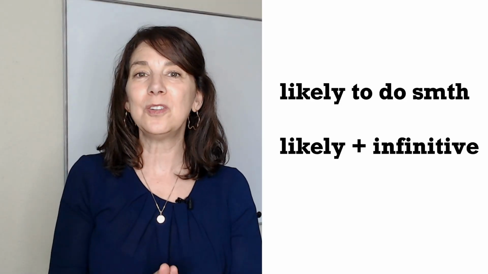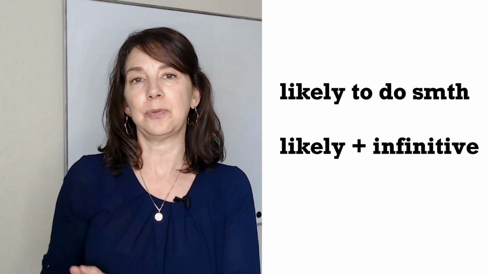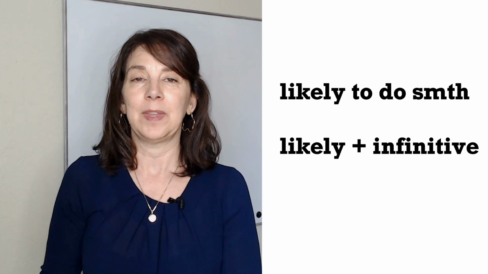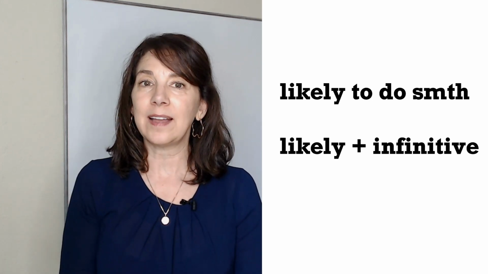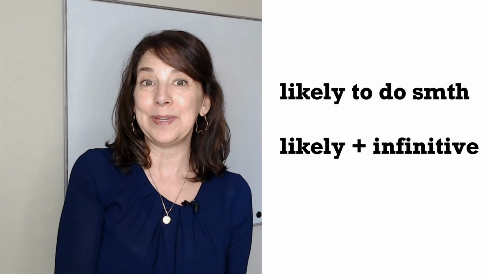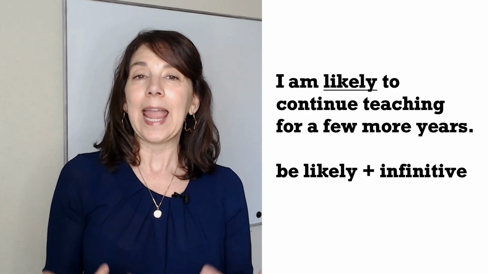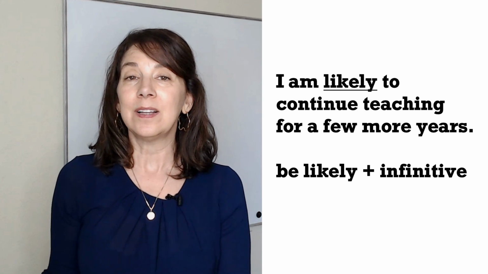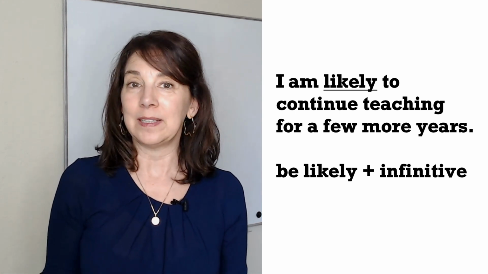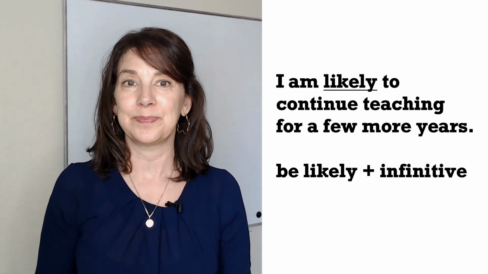First of all, when we use likely, we usually use likely to do something. So we're going to use likely plus the infinitive. Now remember that likely is an adjective, and because it's an adjective, we're going to use the verb be before. For example, I can say, I am likely to continue teaching for a few more years. That means I probably will teach for a few more years.